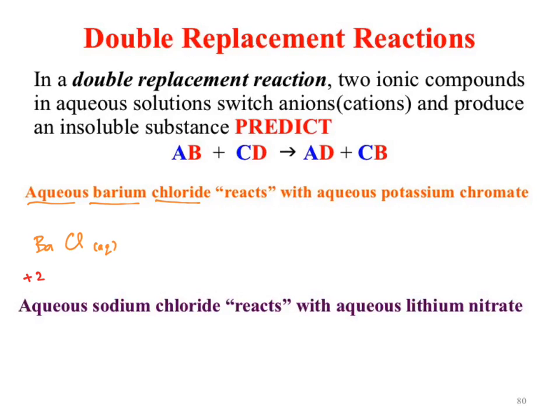+2. How do we know it's a +2? It doesn't say it on the periodic table. It's the second column. The second column is a +2. You could write that on your periodic table. If you don't want to memorize them, write it on your periodic table when you get the exam.